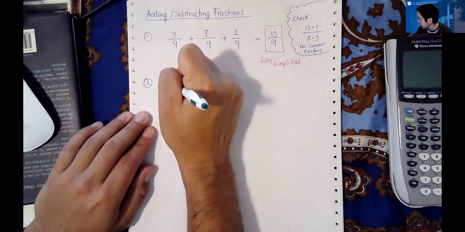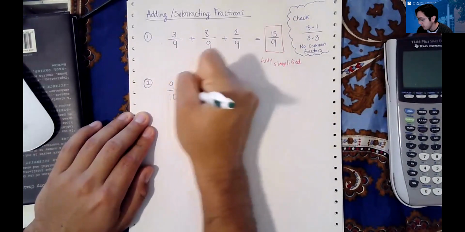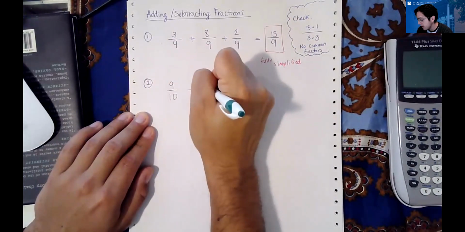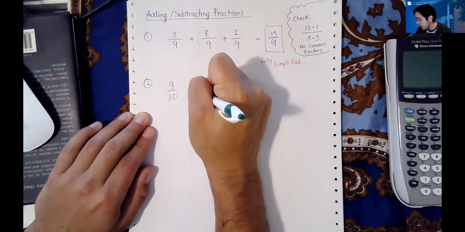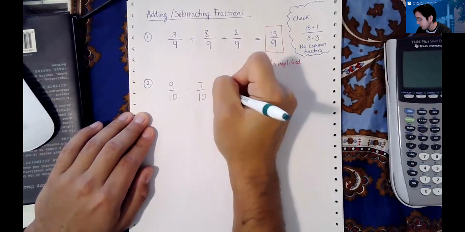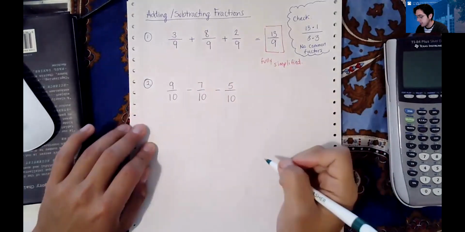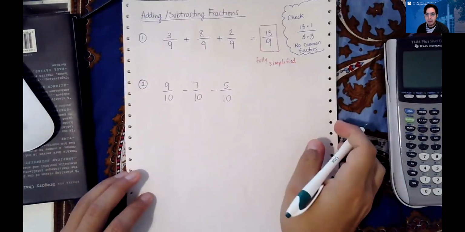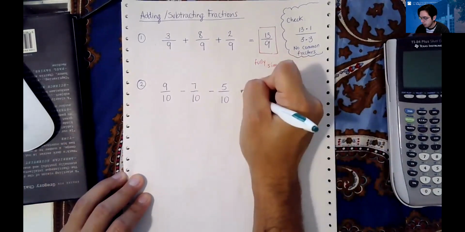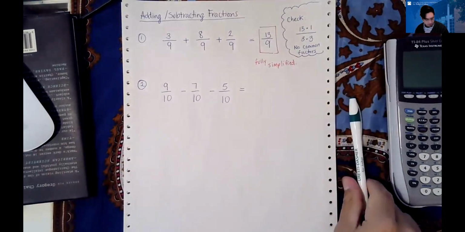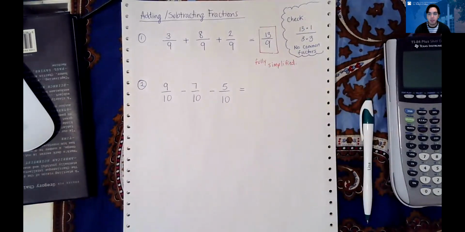Let's go with 9/10 minus 7/10 minus 5/10. What should we get when we do this subtraction? 3/10.